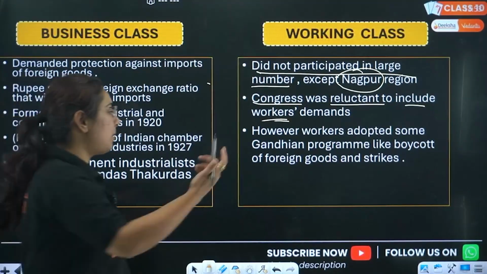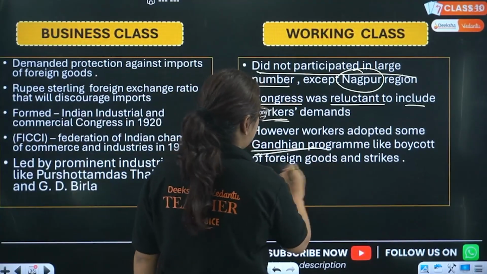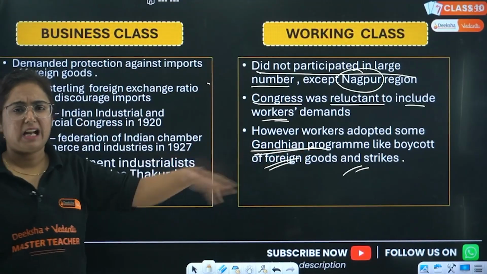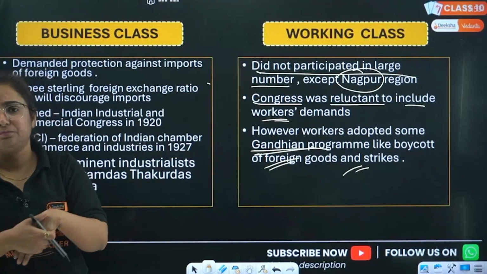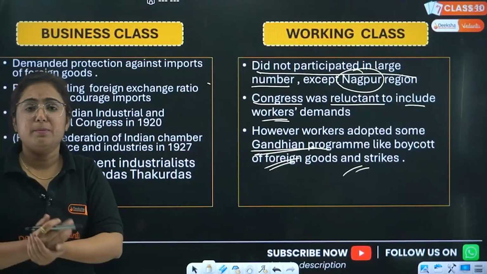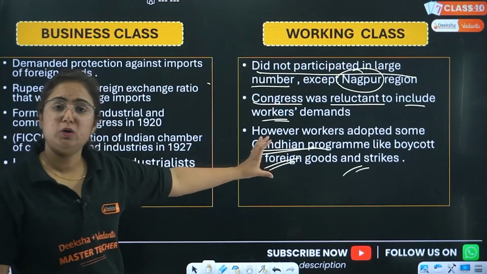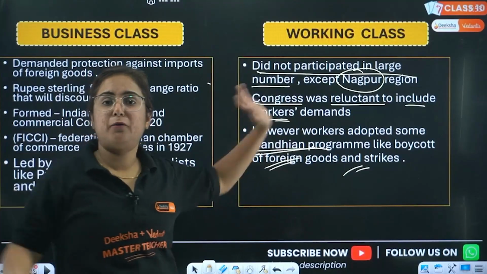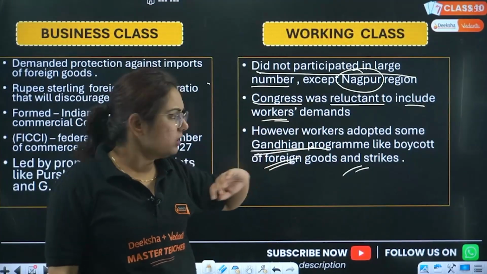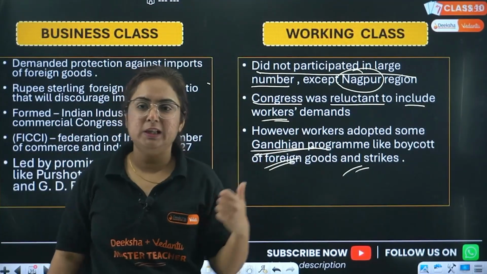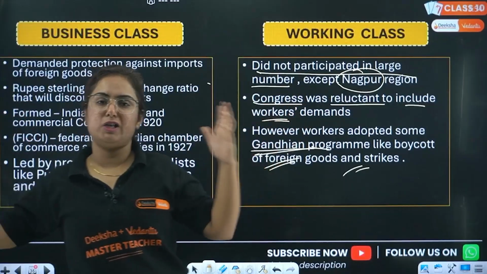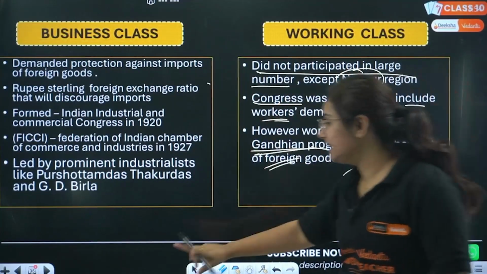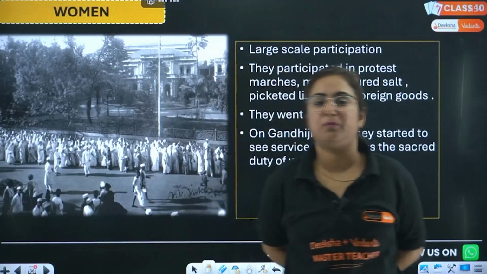So workers adopted certain Gandhian propaganda like boycott foreign goods and strike, because they were also aligned with the idea that foreign goods need not be imported in India. As foreign clothes will not be imported, Indian clothes will grow. When these make profit, they will get more salary. So some of the issues they were aligned with, but actually there was no cordial relation between both the classes, and hence they did not participate in the civil disobedience movement.